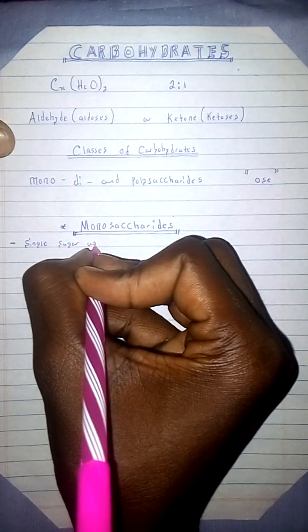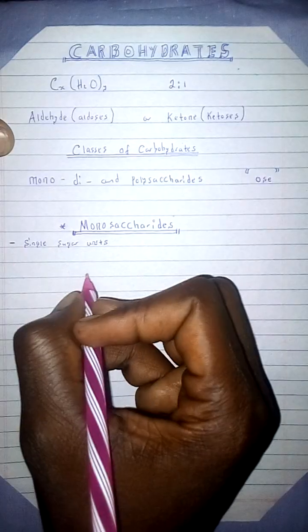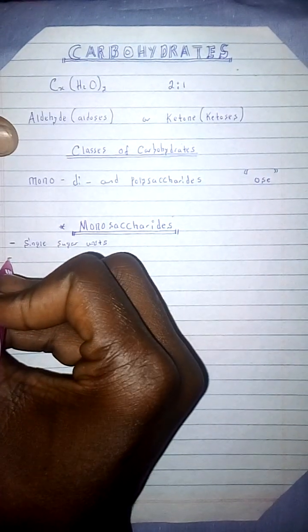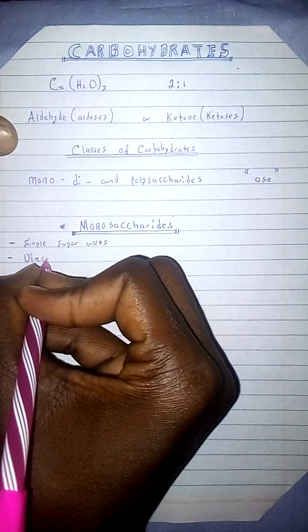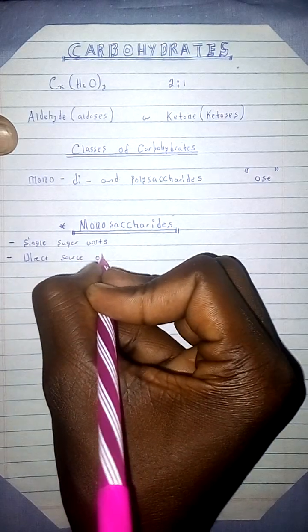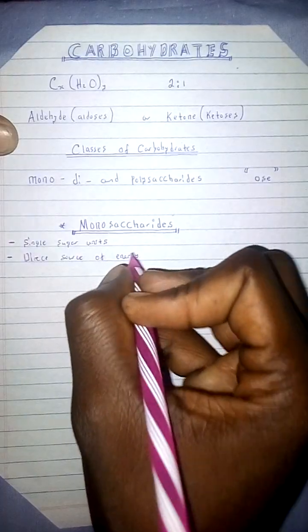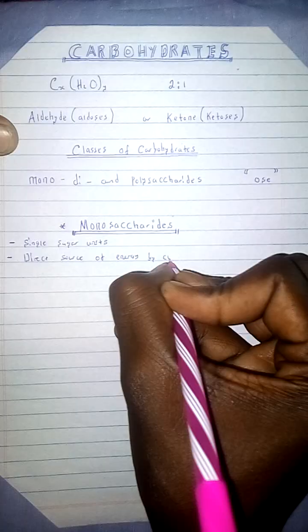Single sugar units, which are also known as monomers. These are used as a direct source of energy by cells, of course.